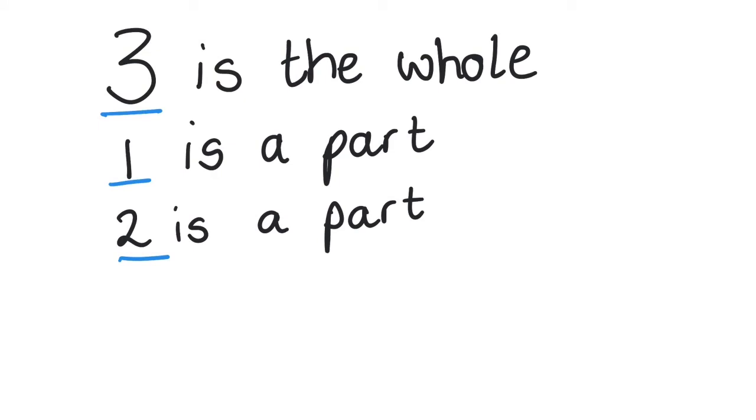So 3 is the whole because there were 3 birds in the tree. 1 is a part because 1 bird flew away. And 2 is a part because there were 2 birds left in the tree. So 3 subtract 1 is equal to 2. Can you say that with me? 3 subtract 1 is equal to 2.